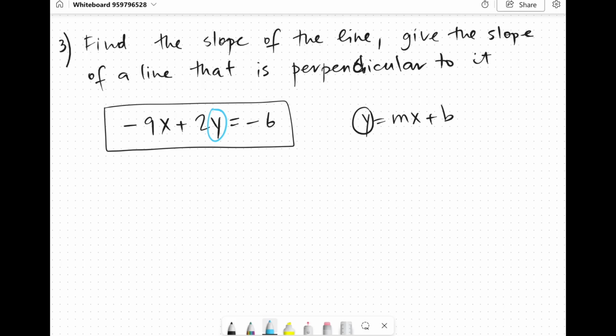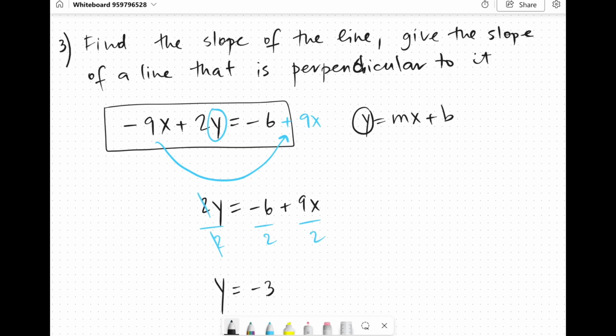So the first step will be to take negative 9x and add it to the right side because it's negative on the left. Once you move it to the other side, it becomes positive. And then to remove the 2 away from the y, I will divide every term by that 2. So the number next to x, which is m, your slope, is positive 9 over 2, which is the slope of this line.